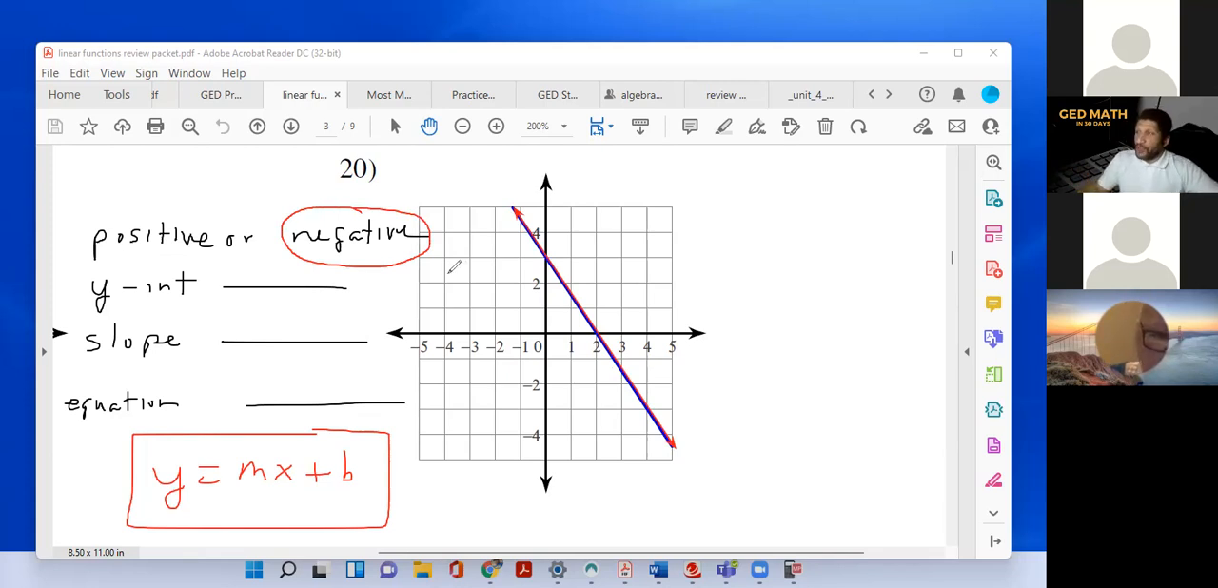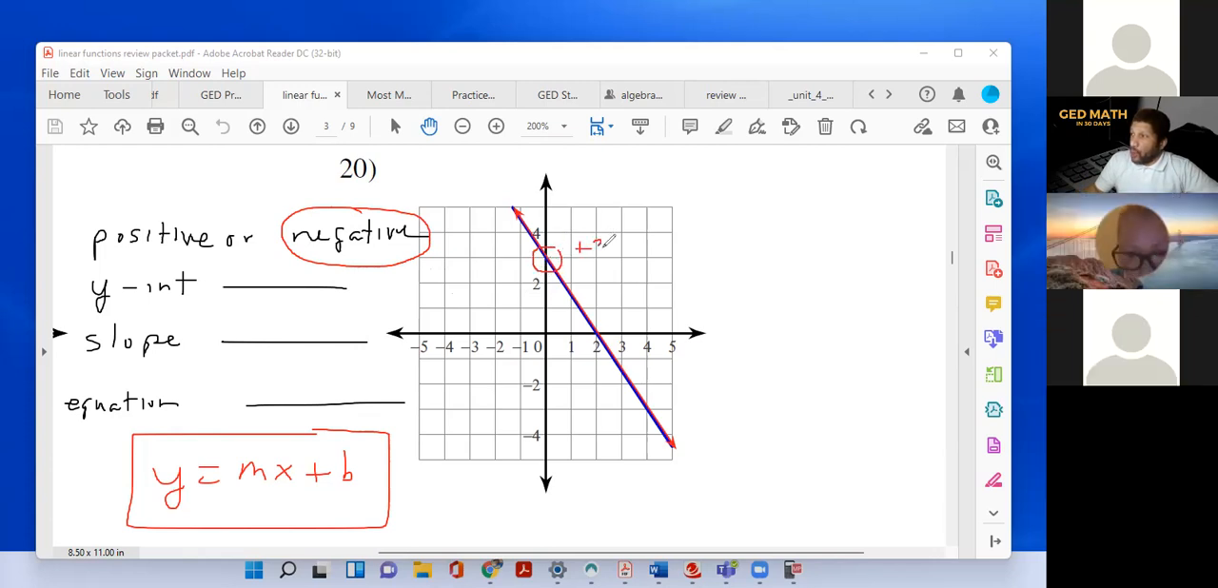Okay, so negative. What's my y-intercept? Where does the line cross the y-axis? Right there at 3. So our y-intercept is +3. I forgot the plus.